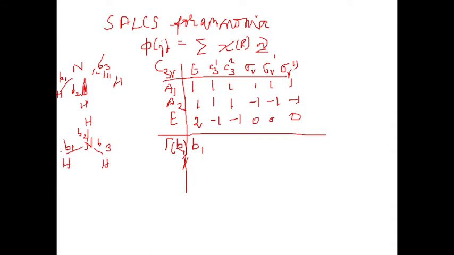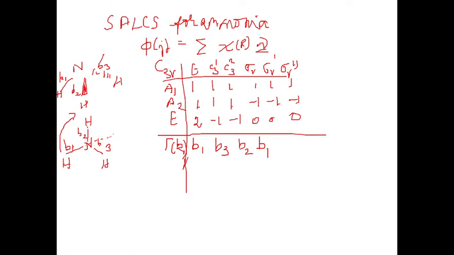C31, on executing C31, my B1 will go to B2 and B3 will be in the B1 position. So I have to write B3 here. And when I am going to do C32, my B1 will go to B3 and B2 will come to B1. So it is B2. And what happens on sigma V? Sigma V is nothing but this plane. So when you reflect on this plane, B1 is going to be intact while B2 and B3 are going to exchange positions. But we are looking into B1, so B1 is in B1 place only. It's not going to change.